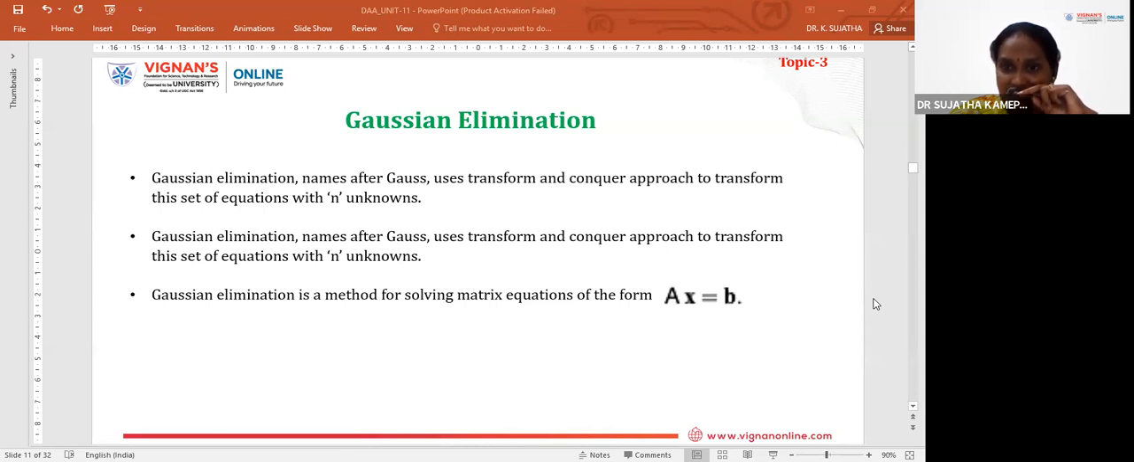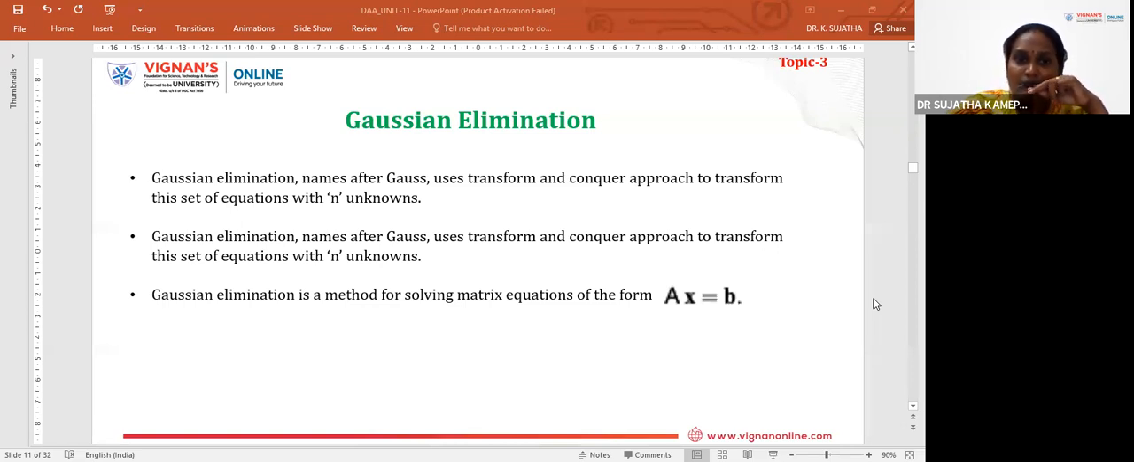So here, this Gaussian elimination method transforms linear equations into an upper triangular matrix. You are given a set of linear equations, and that set of linear equations is transformed into an upper triangular matrix. And this upper triangular matrix is used to solve for the unknown values and to derive the solution.